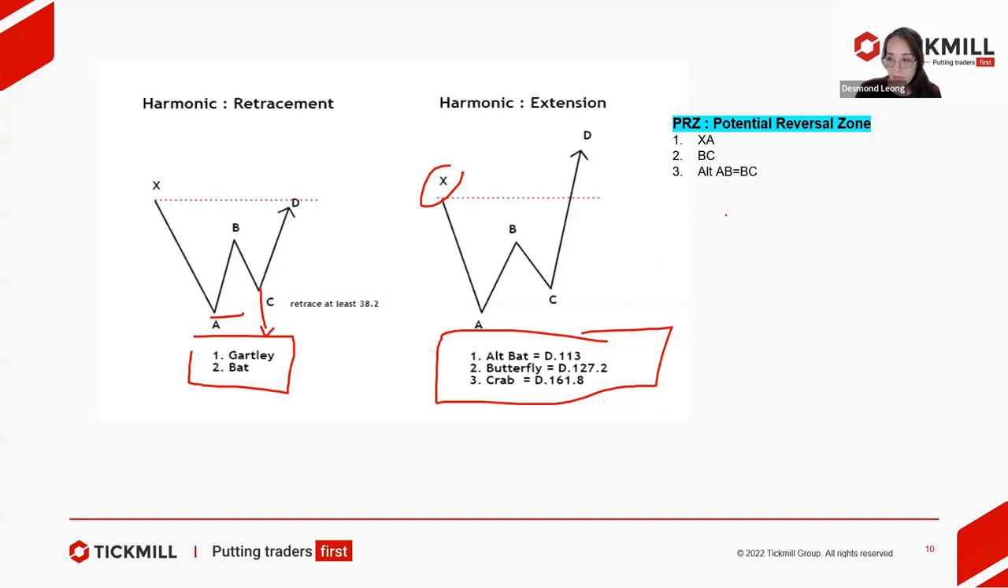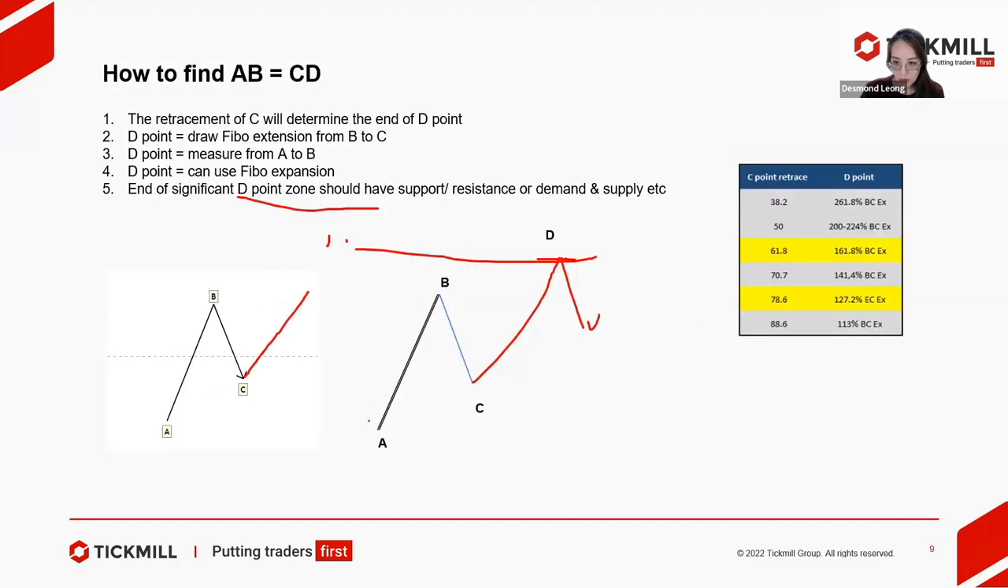All right, and how to find the PRZ, or potential reversal zone. Like I say, you can use XA, and then you will get the D point, which is our extension. Or you can use a BC extension, where you draw Fibonacci from B to C like just now, then you get the extension. Remember I drew just now. Or you can use AB equals CD, which is this distance from AB, and then you project, then you will get the D point.